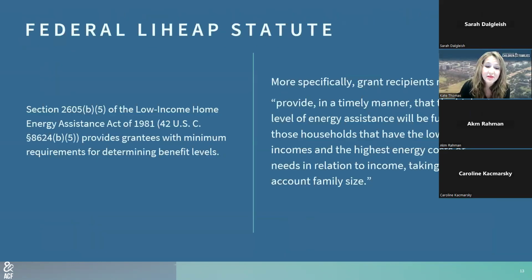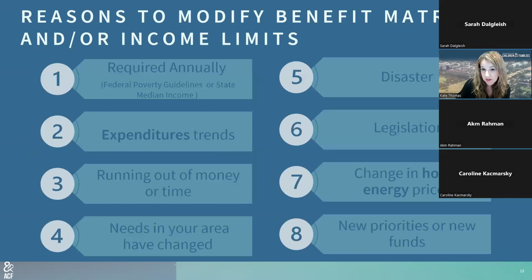Please note that this is not an exhaustive list. There may be other reasons to change your matrix or income limits. And regardless of when or how you do that, you cannot exceed the greater of 60% of state median income or 150% of the federal poverty guidelines. Okay.